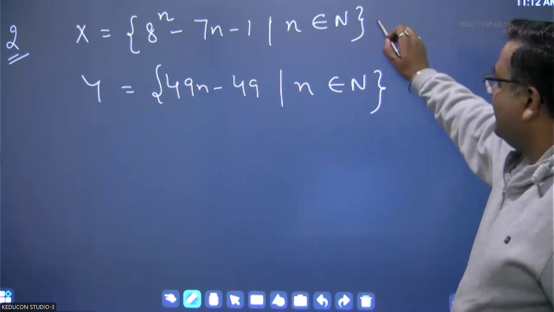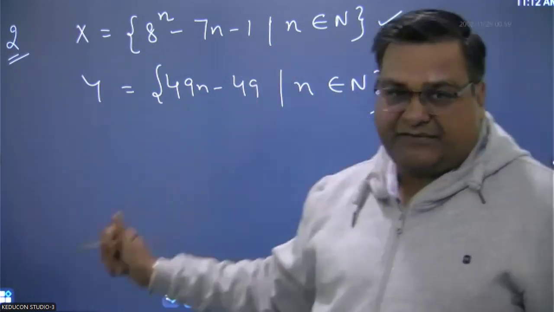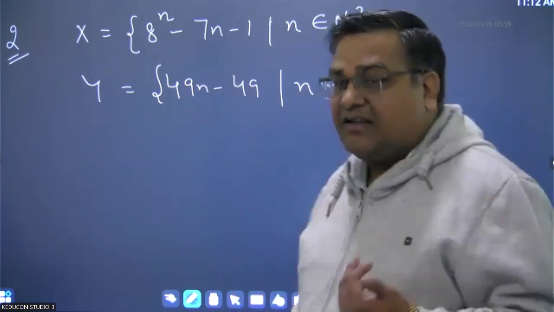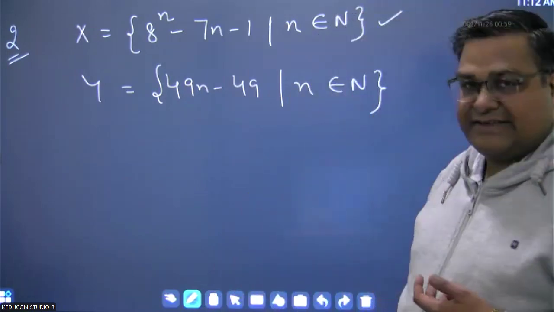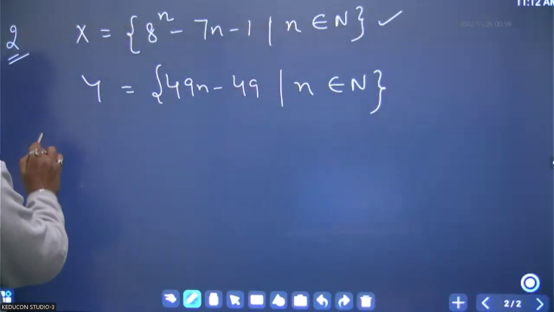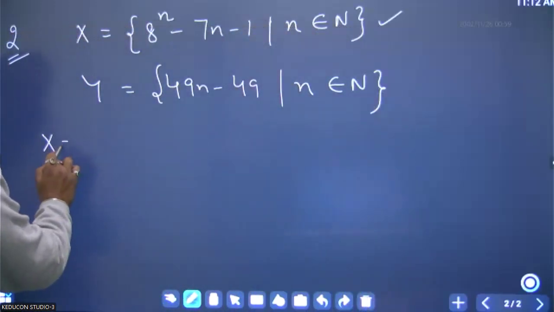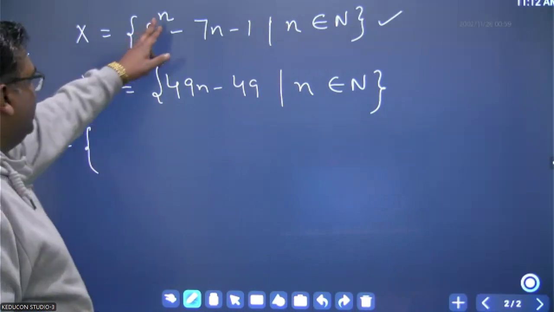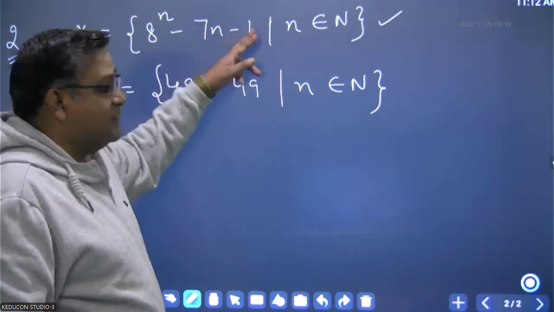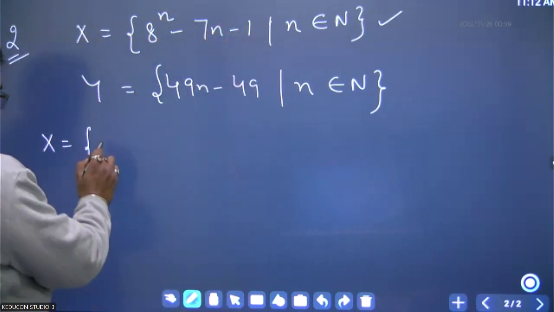तो स्टूडेंट अगर हम इस सेट को यहाँ पे सेट बिल्डर फॉर्म में है, if we convert these two sets in the roster form में कैसे कन्वर्ट करेंगे? You put the value of n as 1, 2, 3, 4, 5. When you put n as 1, so what does this become? 8 raised to power 1 minus 7 minus 1, that is 0. This means the first element is 0.